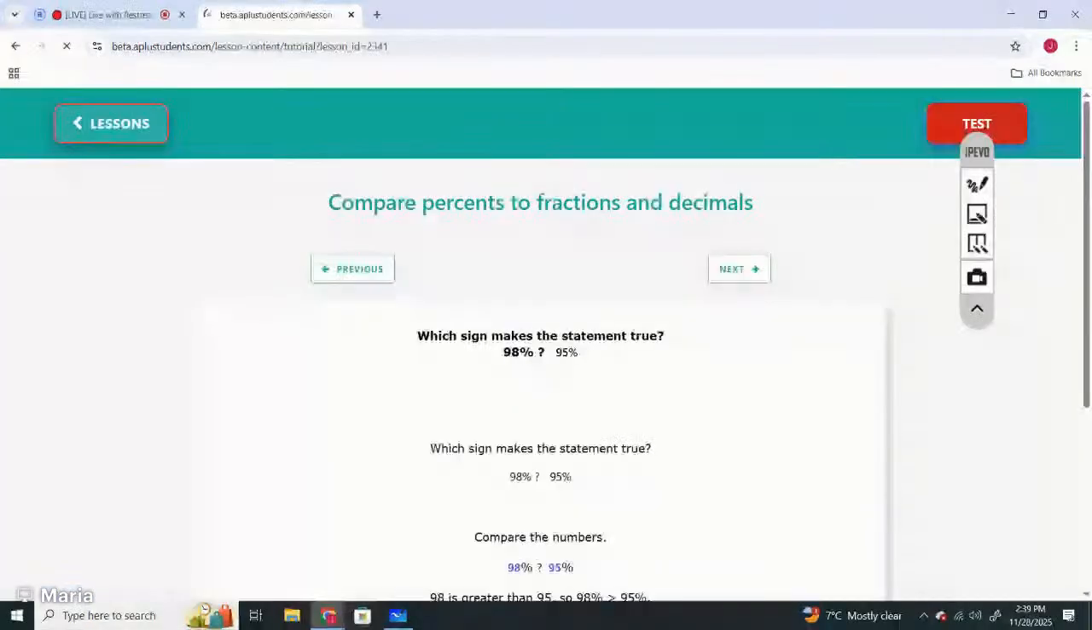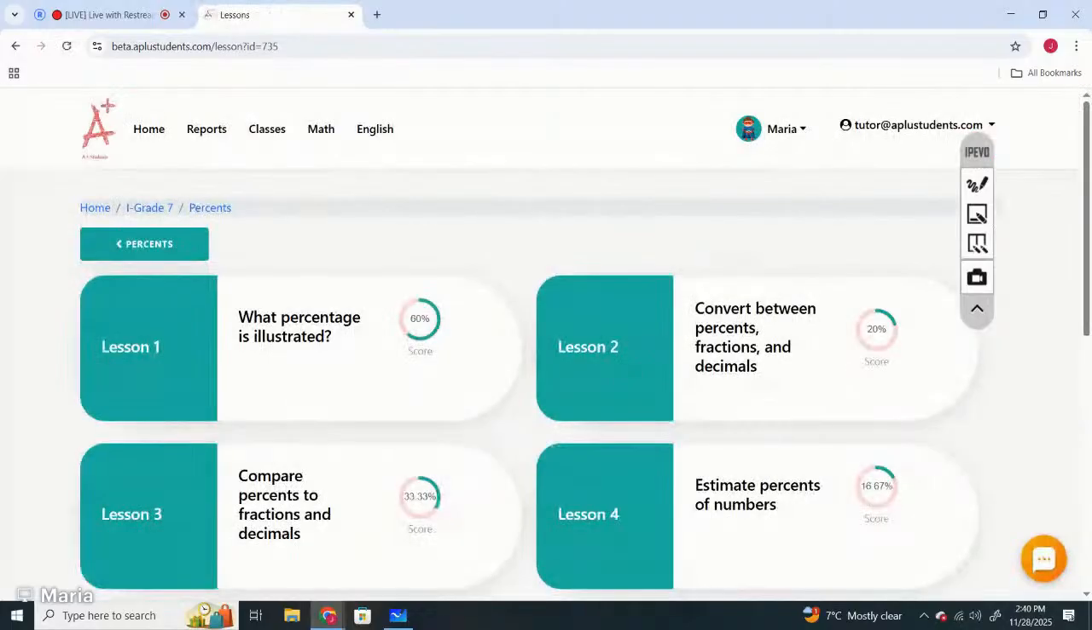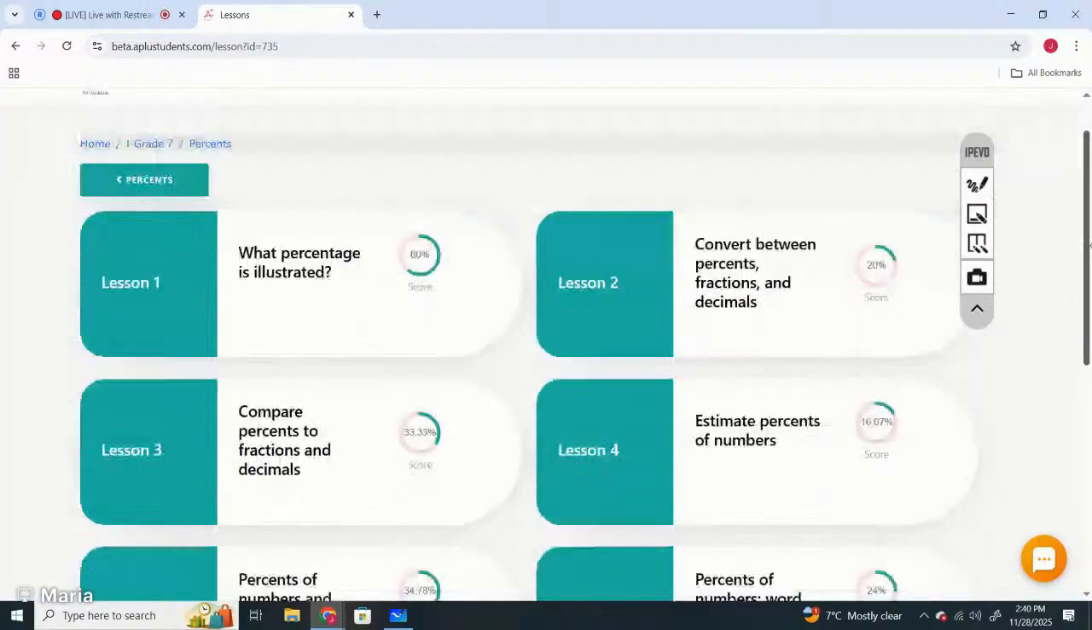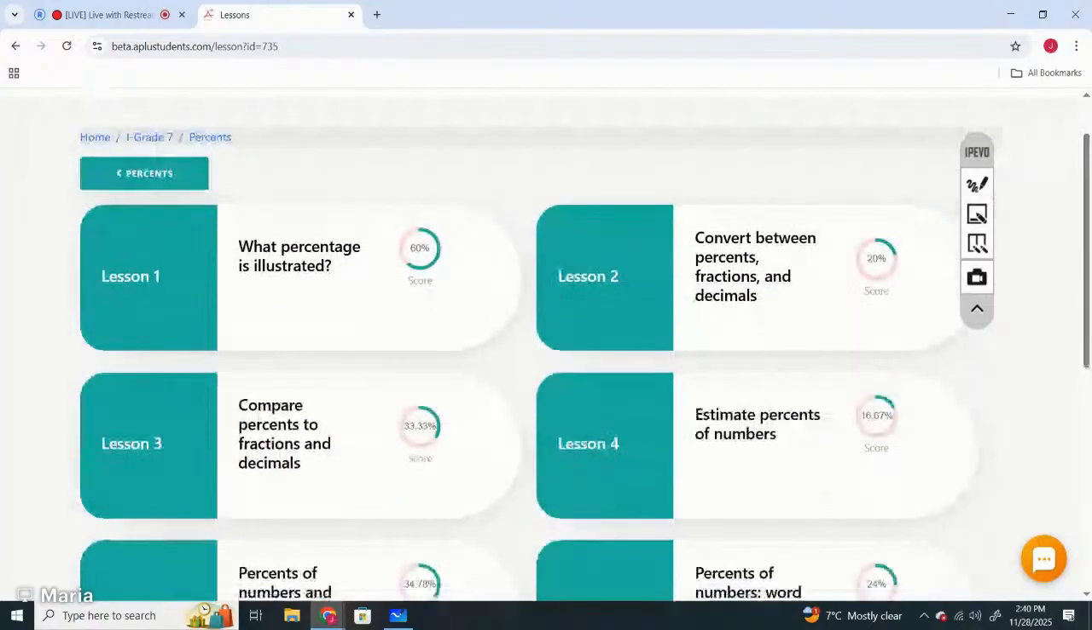Okay, you can complete the lesson by yourself later today. So we were working on the grade 7 math chapter on percents. The lessons we have covered today are what percentage is illustrated, convert between percents, fractions, and decimals, compare percents to fractions and decimals, and estimate percents of numbers.